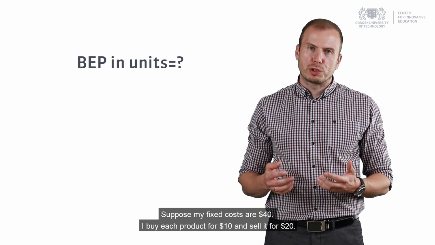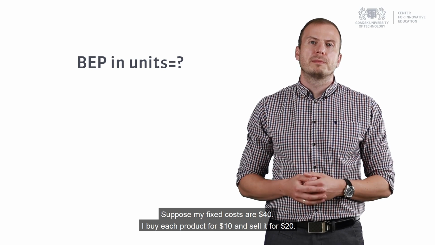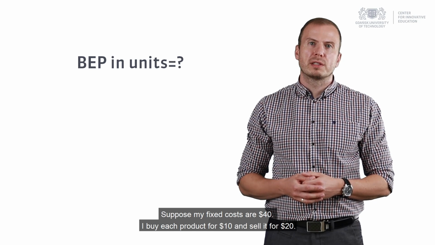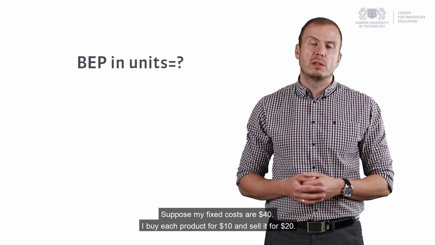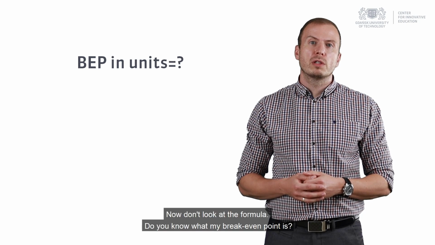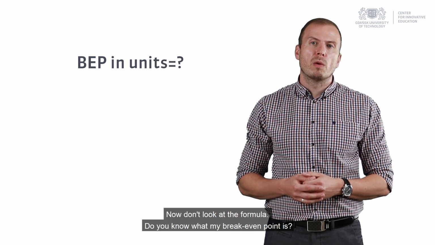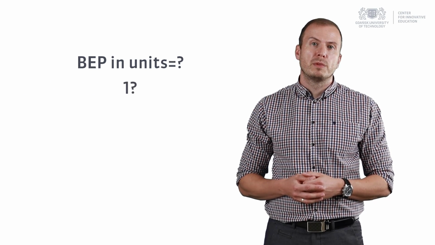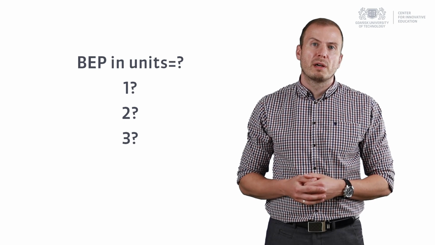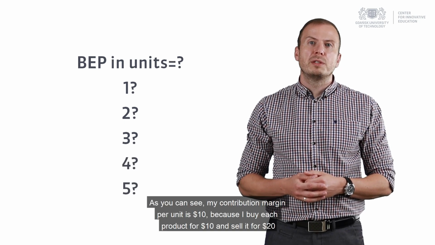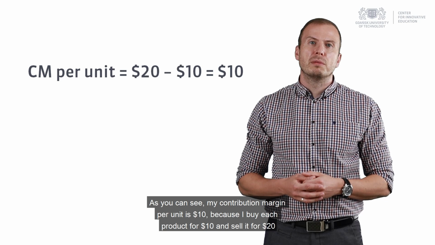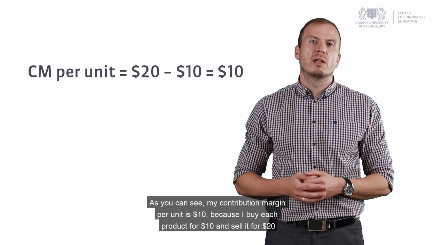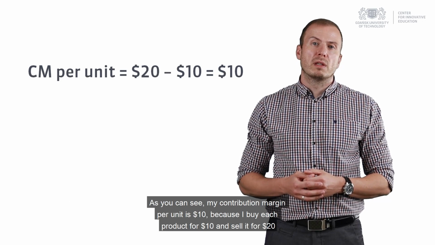Suppose my fixed costs are $40. I buy each product for $10 and sell it for $20. Now, don't look at the formula. Do you know what my break-even point is? 1, 2, 3, 5. As you can see, my contribution margin per unit is $10 because I buy each product for $10 and sell it for $20.